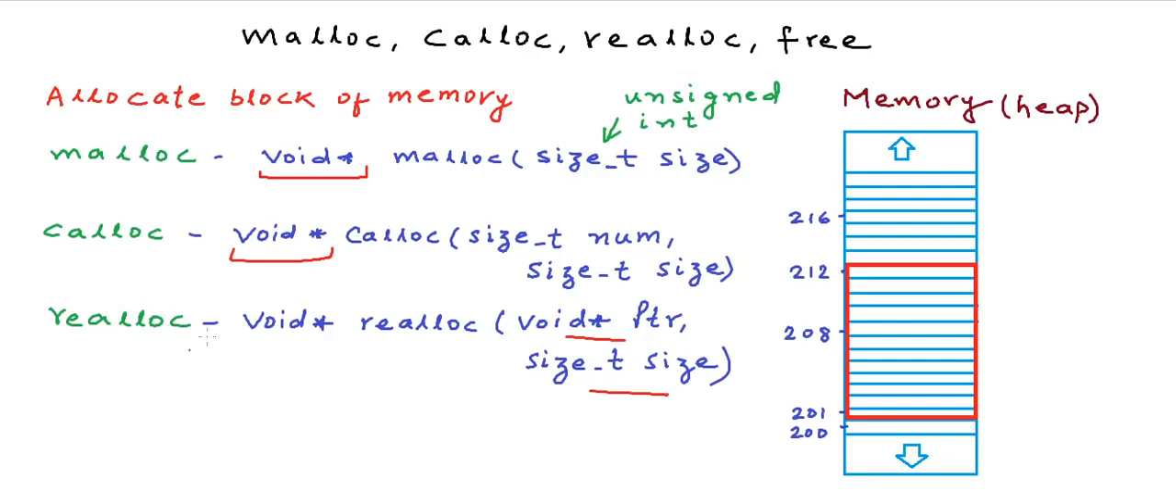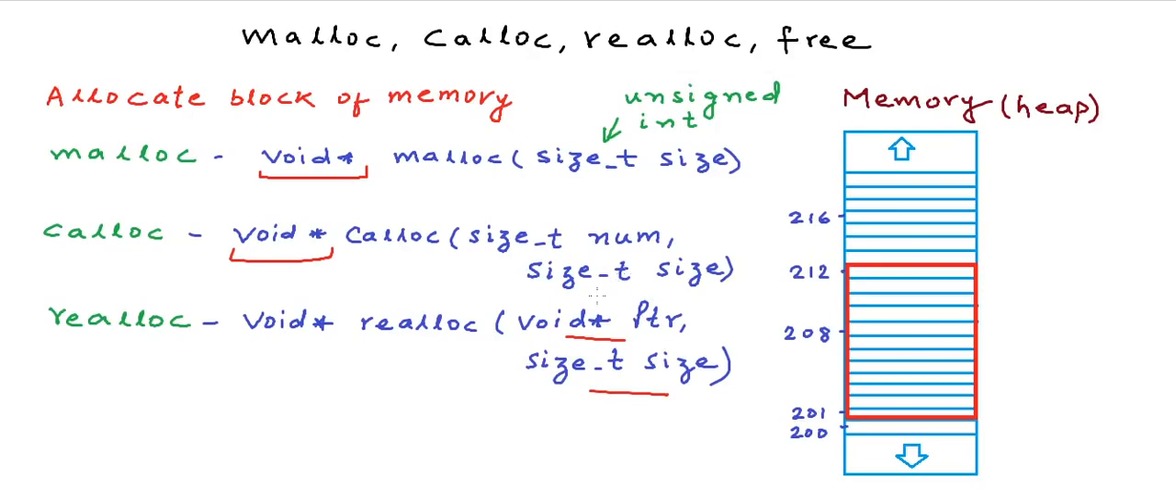The size of the new block that we want may be larger than the size of the previous block. In that case, the machine may create an entirely new block and copy the previous data, whatever bytes were written in the previous block, into the new block.